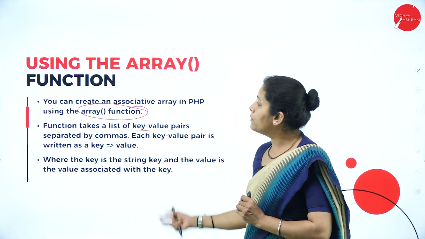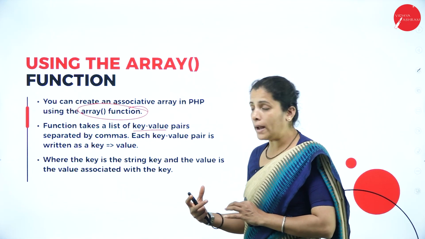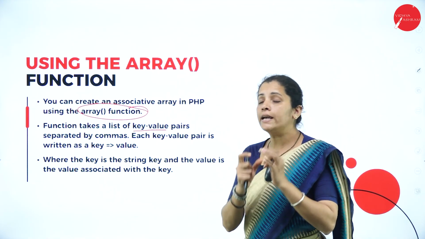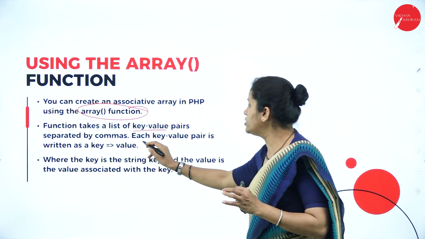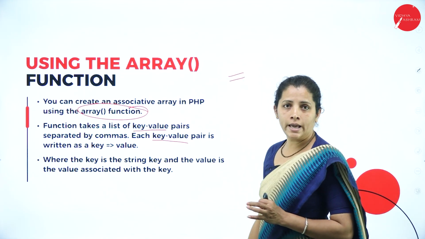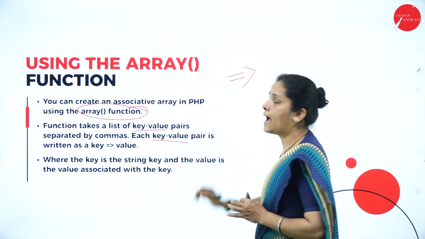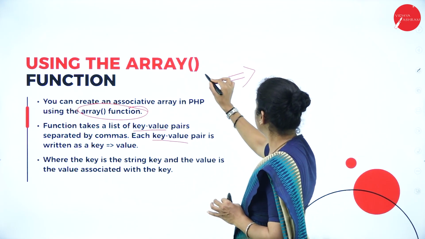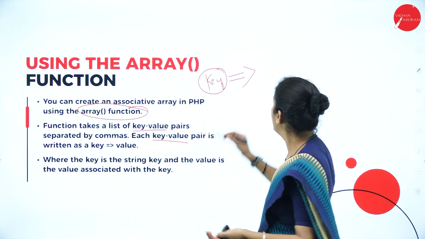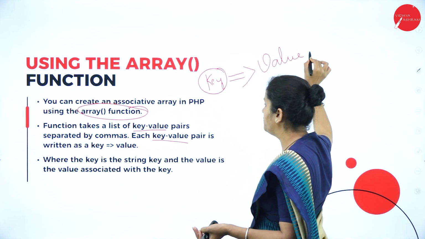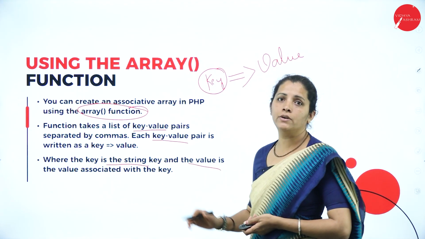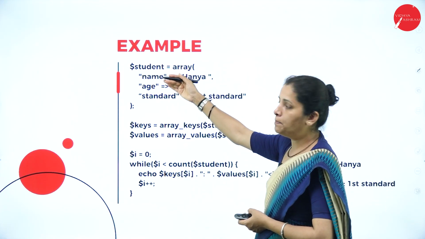So dear student, what is an array? It's a collection of elements, right? When I want to store more than two or three elements, each element is separated by a comma, and each key-value pair is written with an equal sign and a right angle bracket. So that is my key, a string key or named key, and then I have the value associated with the key. Anyway, let's see the example here.